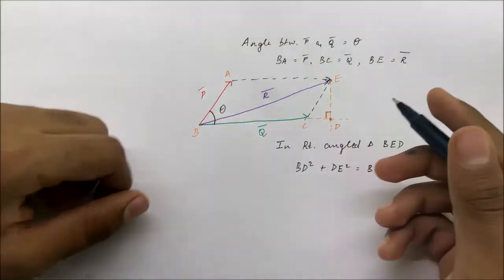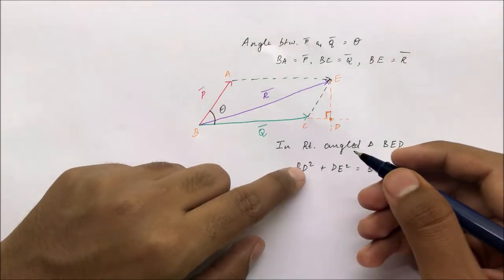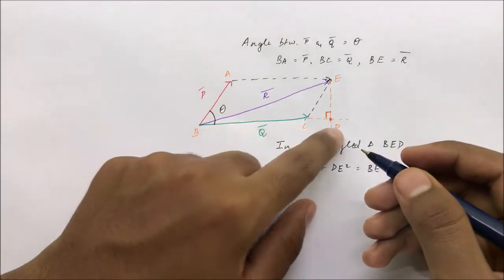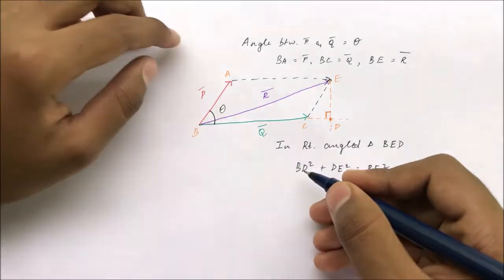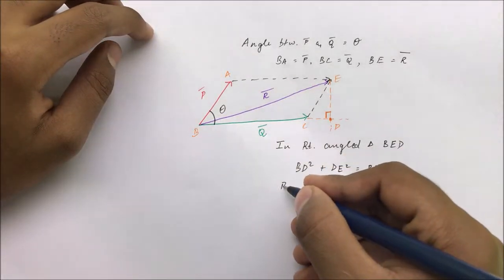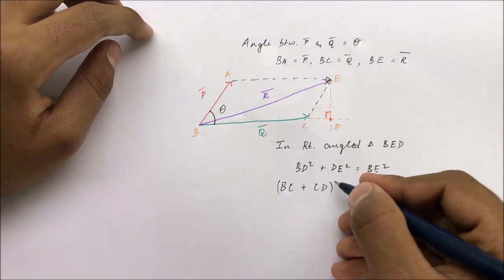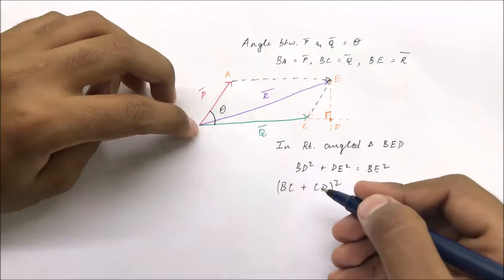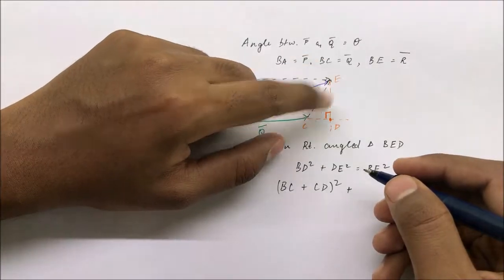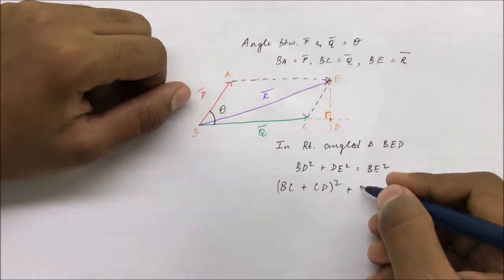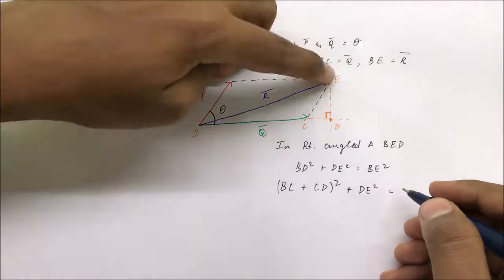Now this is the simple derivation. After this, BD square is this, right? This is nothing but addition of BC and CD. So I would interchange and write BD somewhat like this, BC plus CD whole square, because BD is BC plus CD. BC plus CD gives BD, correct? DE square, I'm going to maintain that as it is. So plus DE square gives BE square.